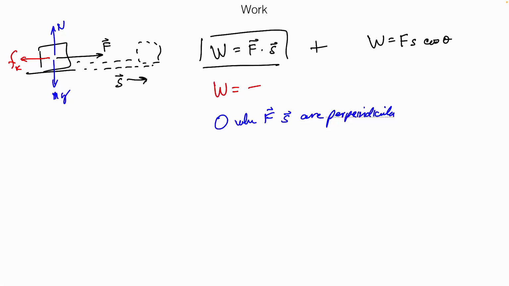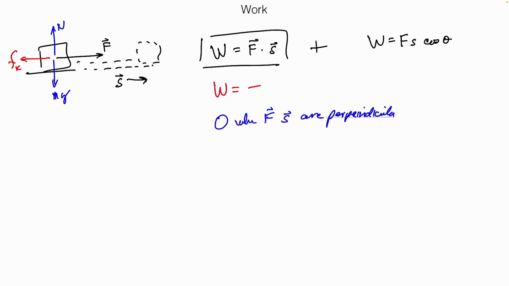Okay? What's the angle in the blue? It's either positive 90 or negative 90, isn't it? But it's 90 degrees. And what's the cosine of 90? 0. And so we get 0. And what's the angle for the red? 180. We've got a forward pointing displacement, but we've got a friction acting 180 degrees different from it. And what's the cosine of 180? Negative 1, so we get negative force times distance.